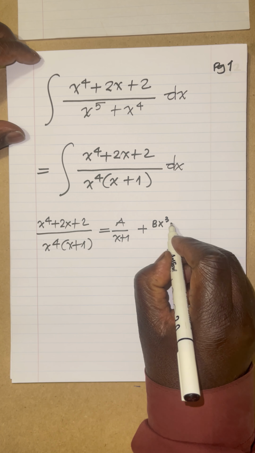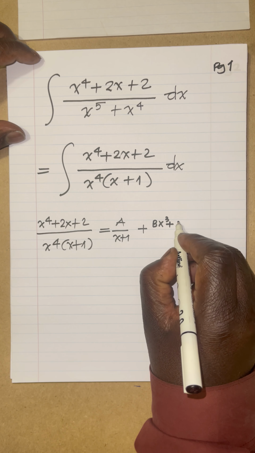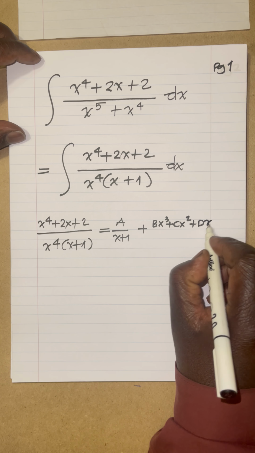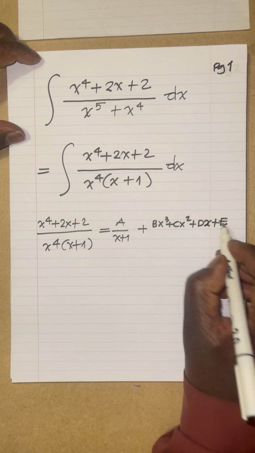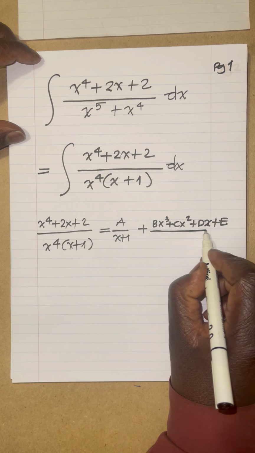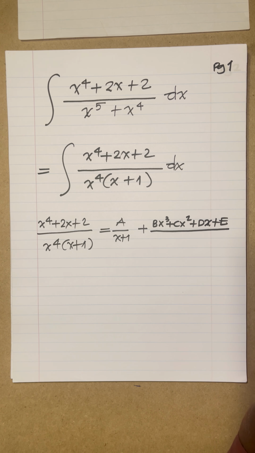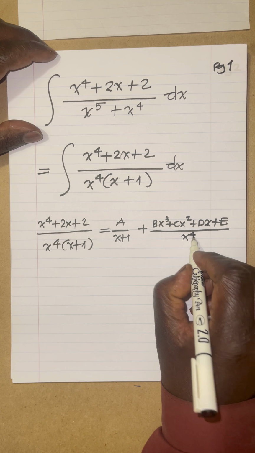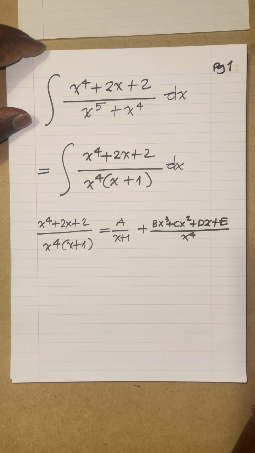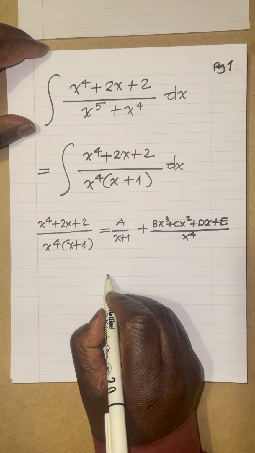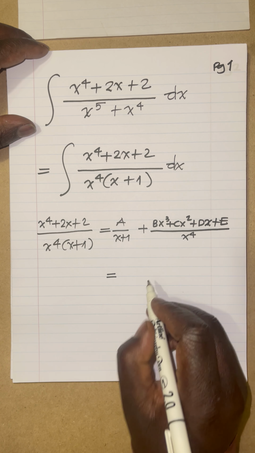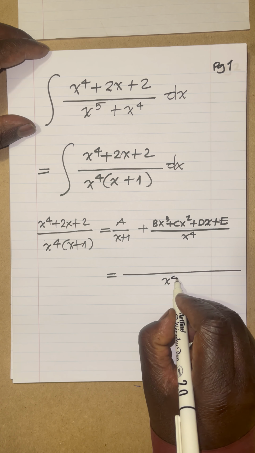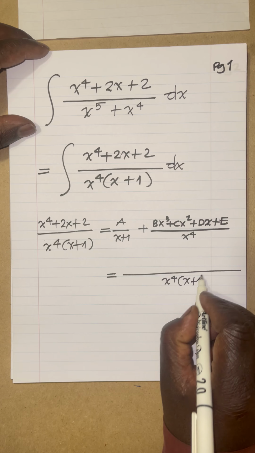So it will be Bx^3 + Cx^2 + Dx + E. That's a general term when you look at a cubic function or third degree expression. In the denominator you have x^4. Now we have to simplify the right hand side. The LCD, the common denominator, is just the product of these two. So what we have now is x^4 times (x + 1), like that.